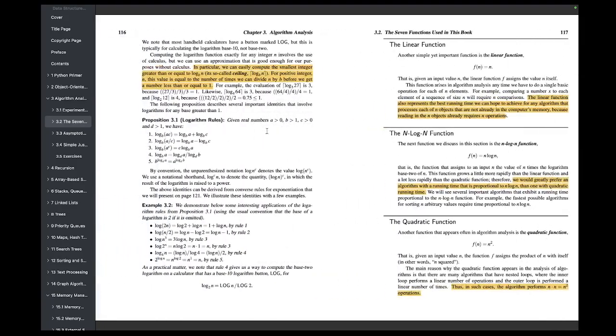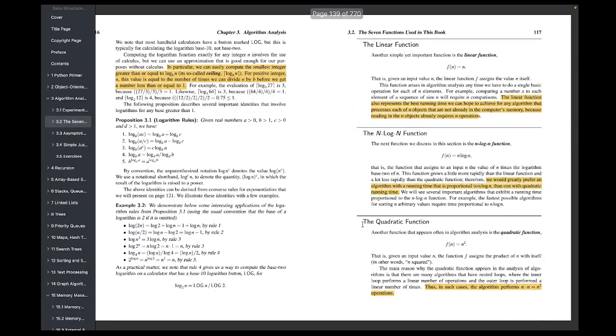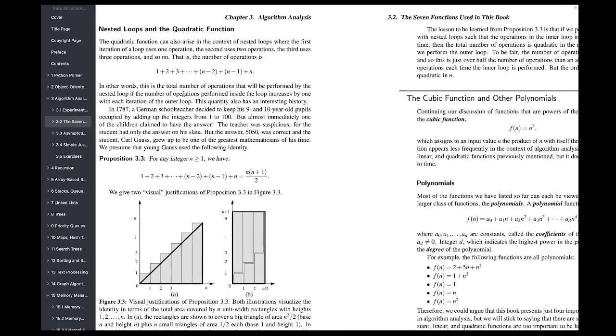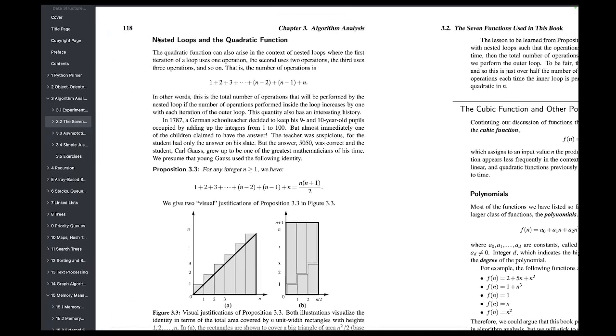So yesterday we learned about the quadratic function, n log n function, and the linear function, and we know the linear function is the best that we can get. And then the n log n is second best. We don't really want n squared, but it can happen. Yeah. Nested loops and the quadratic function.